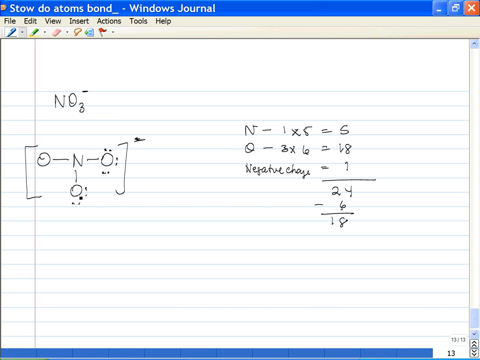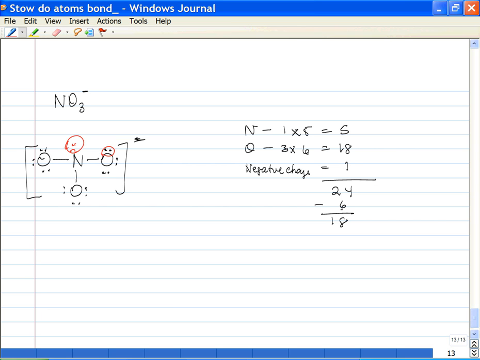So let's do that. 2, 4, 6, 8, 10, 12, 14, 16, 18. Is that it? Nitrogen needs something else, right? Nitrogen is not happy. So therefore, we need to take a pair of electrons and move it to where it can share, move it from oxygen to share with nitrogen.